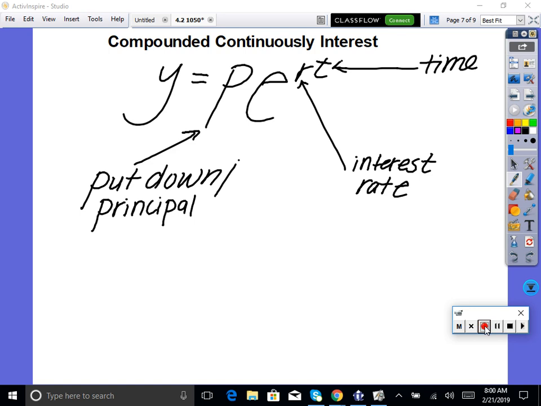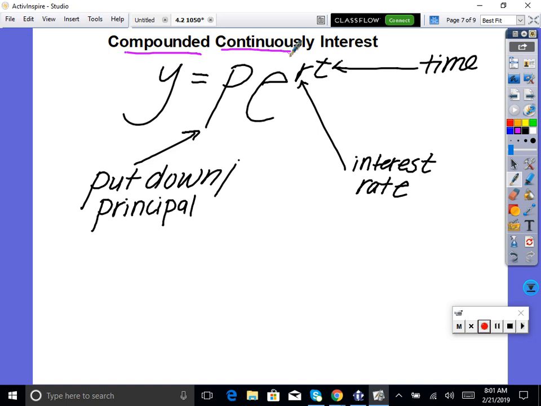All right, so PERT. You only use PERT, everybody, for interest if you see the keywords compounding continuous. Otherwise, you have to use that other formula I gave you last time: compounding bi-monthly, compounding yearly, compounding monthly. That was the other formula. Compounding continuous, you'll use PERT.